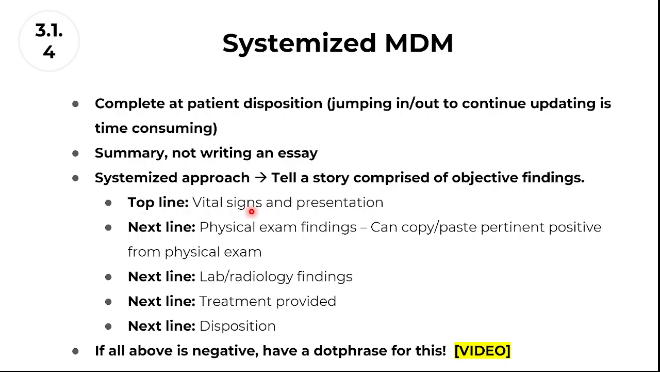We have a top line, for example, mine is organized as following. I have a top line that has vital signs and presentation. I have a next line that has physical exam findings. Next line is lab findings. Next line is treatment provided, and then there's a disposition. And then there's even dot phrases that comprise all this if everything is negative. And we're going to jump into a quick example.